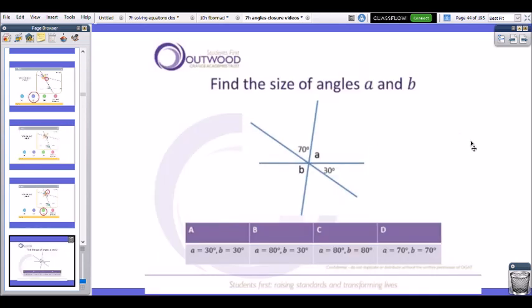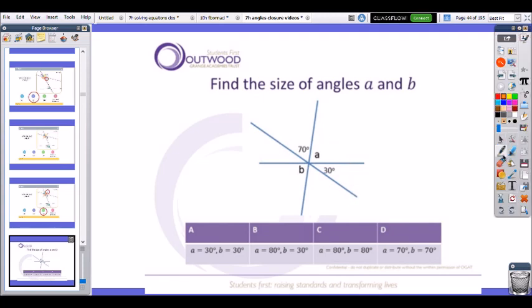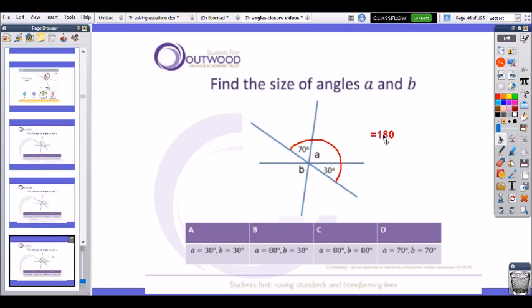Okay, next one. What is the size of angle A and angle B? This one's a little bit trickier, but we need to spot that angle A is part of a half turn. If I get my pen, let's see if I can get this to work. Do we see that this is one half turn? So what would angle A have to be? We know that angles on a straight line add up to make 180. So what does A have to be? Well, angle A has to be 80, because 70 and 30 is 100, so angle A is 80.